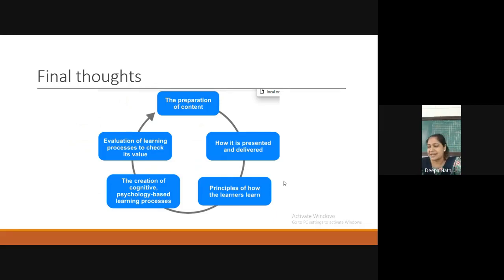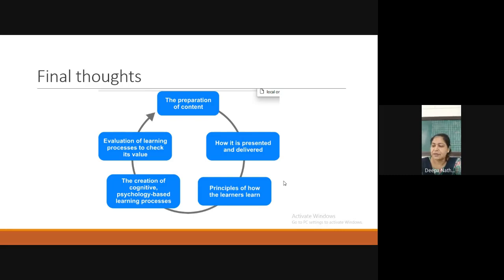The final thoughts. I have a conclusion, but yeah, the final thoughts on the presentation. The preparation of the content should be thorough. How it should be presented and delivered. The most important method we should select. Principles of how the learners learn. We should come to that level. How does a learner, which approach he or she is taking up? The creative of cognitive psychology based learning processes.